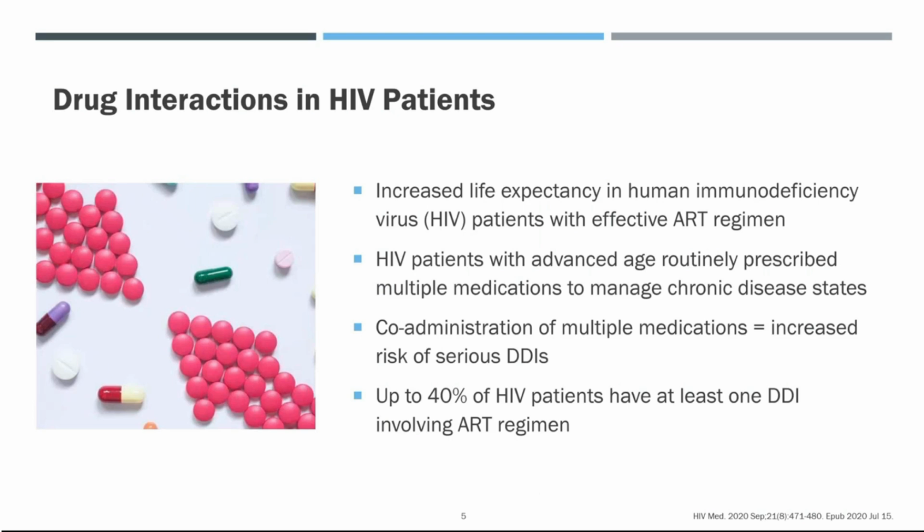So why are drug interactions important, especially in HIV patients? The reason is that HIV patients have increased life expectancies due to the effective ART regimens that are easily available in the market. So these are HIV patients with advanced age. They get routinely prescribed multiple medications to manage other chronic states. What that means is they will end up with co-administration of multiple medications, meaning increased risk for serious drug interactions. In fact, up to 40% of all HIV patients have at least one drug interaction involving their ART regimen.